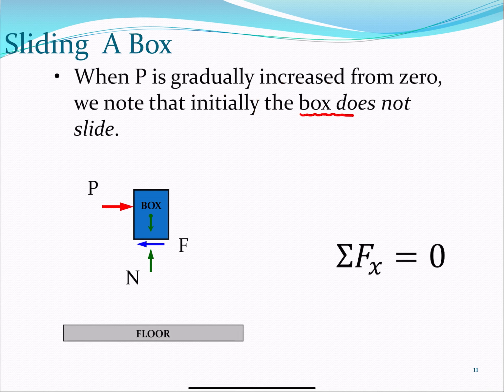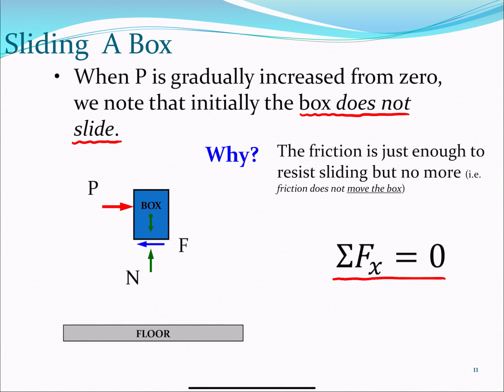So for a small force, the box will not slide. Now I have to maintain equilibrium all the time. The box is not moving, so I have to have equilibrium. The sum of forces in X has to be equal to 0. So why is it that the box doesn't move? Well, because the friction force is just enough to resist sliding, to resist sliding, but no more.